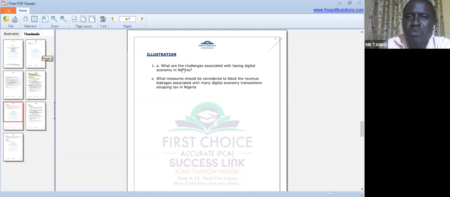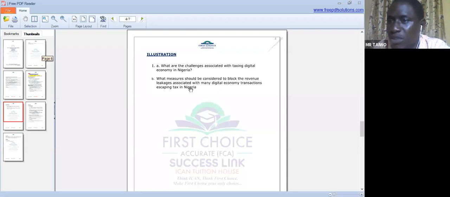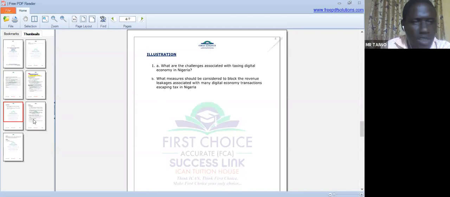What are the challenges associated with taxing digital economy in Nigeria? And what measures should be considered to block the revenue leakages associated with many digital economy transactions escaping tax in Nigeria? So the examiner can put this as 15 marks or 20 marks. You say, what are the challenges associated with taxing digital economy, and what are the measures that should be put in place to block these revenue leakages?